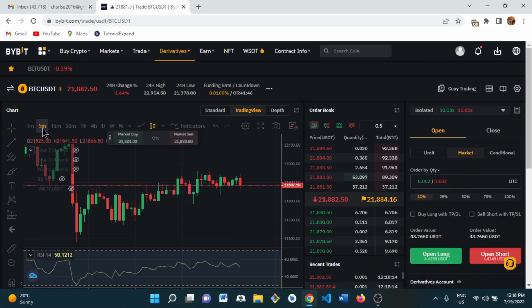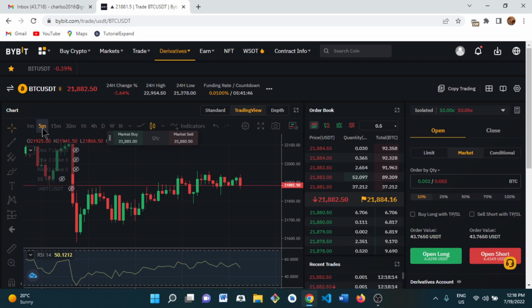So here, I have already selected market order, and then the quantity, that is how much of my equity that I want to use for trading. I selected 10%. Now let's say we want to sell. Okay, let's say we are convinced that it's going to go down. I'm just using this for illustration purposes. So I'm going to sell. Okay, sell short with TP, take profit and stop loss.